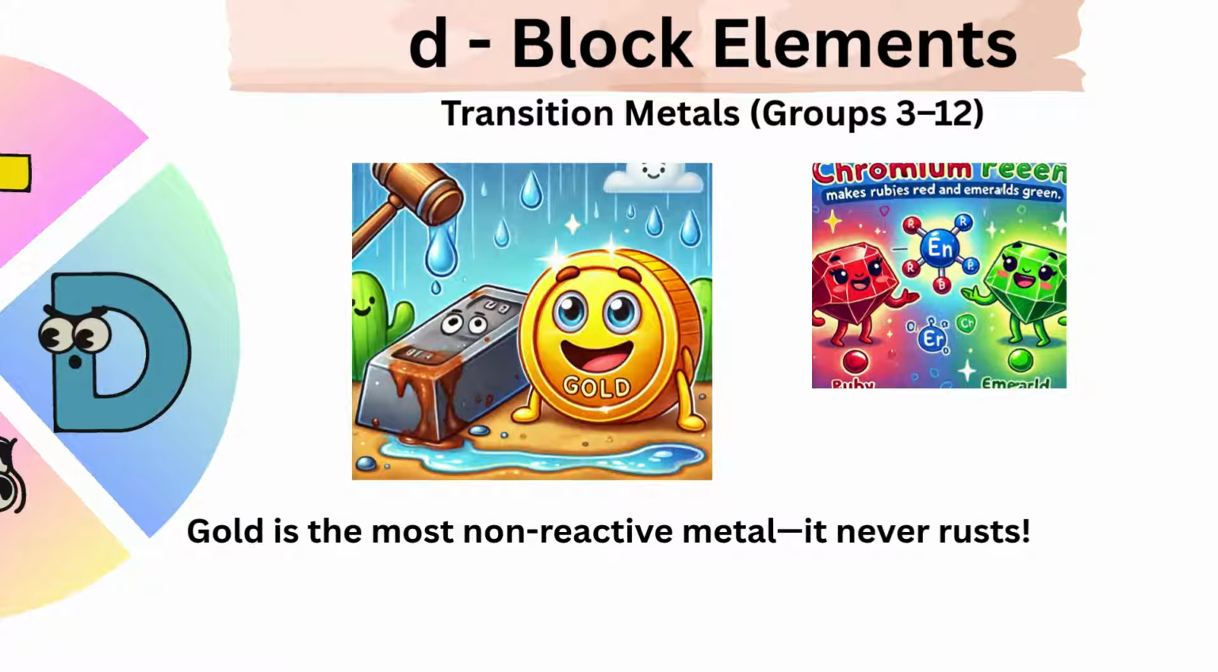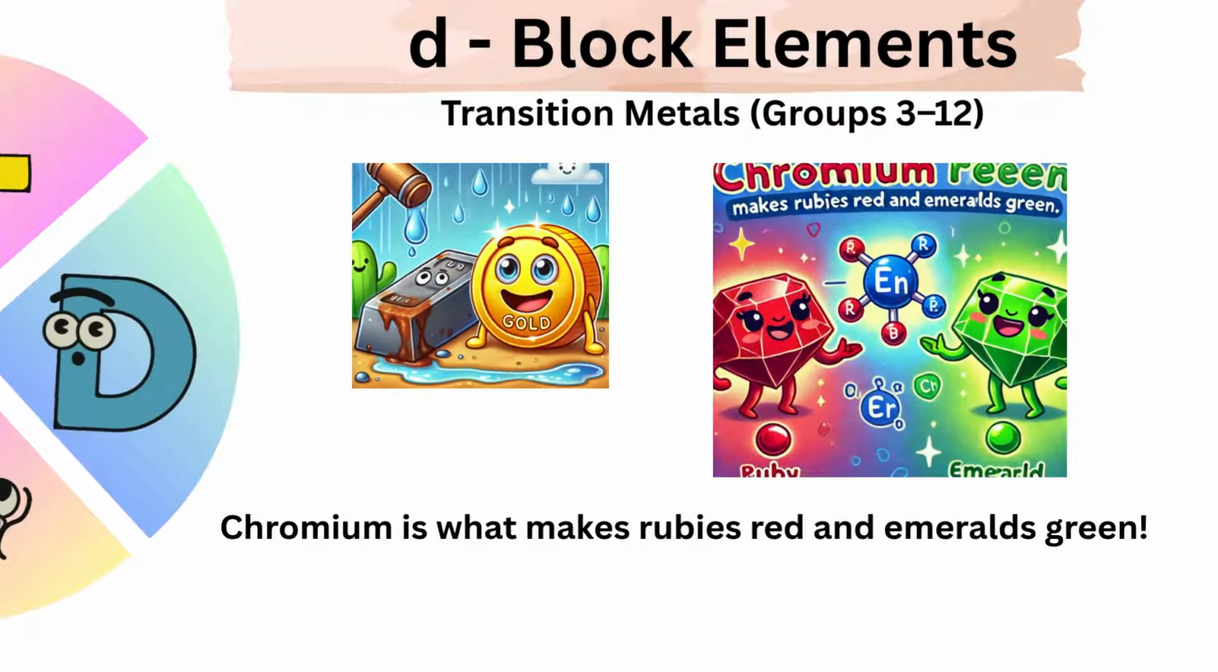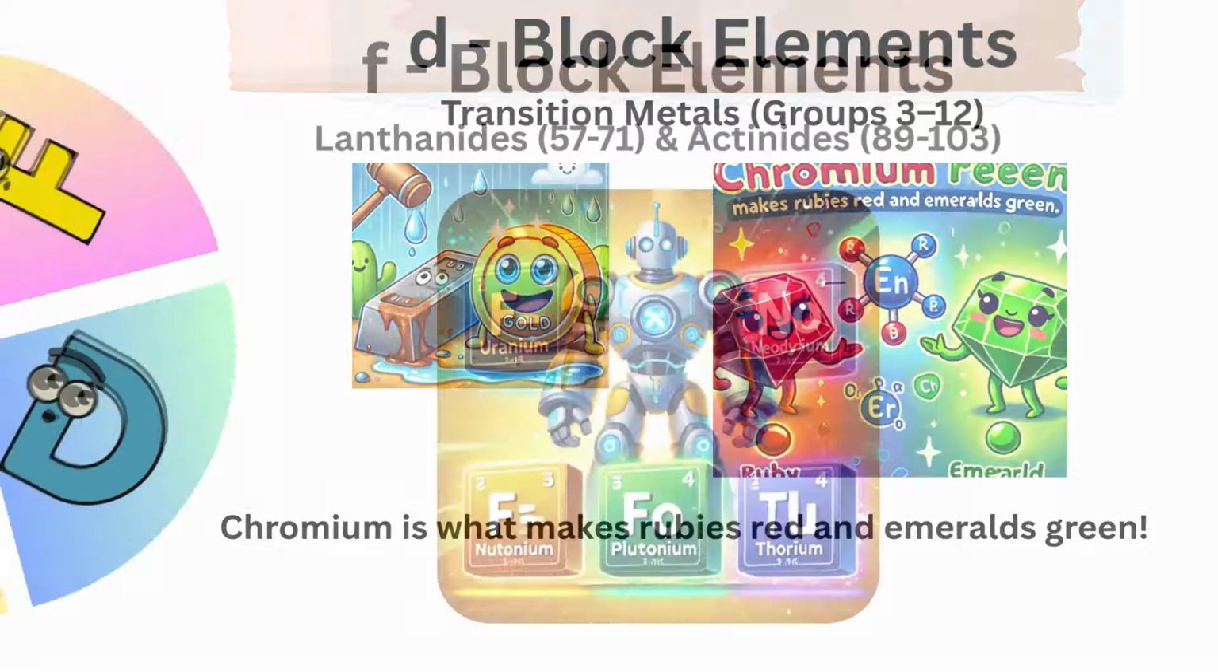Fun fact, iron makes your blood red. Gold is the most non-reactive metal. It never rusts. Chromium is what makes rubies red and emeralds green. Example: without D-block metals, there would be no skyscrapers, no smartphones, and no modern technology.